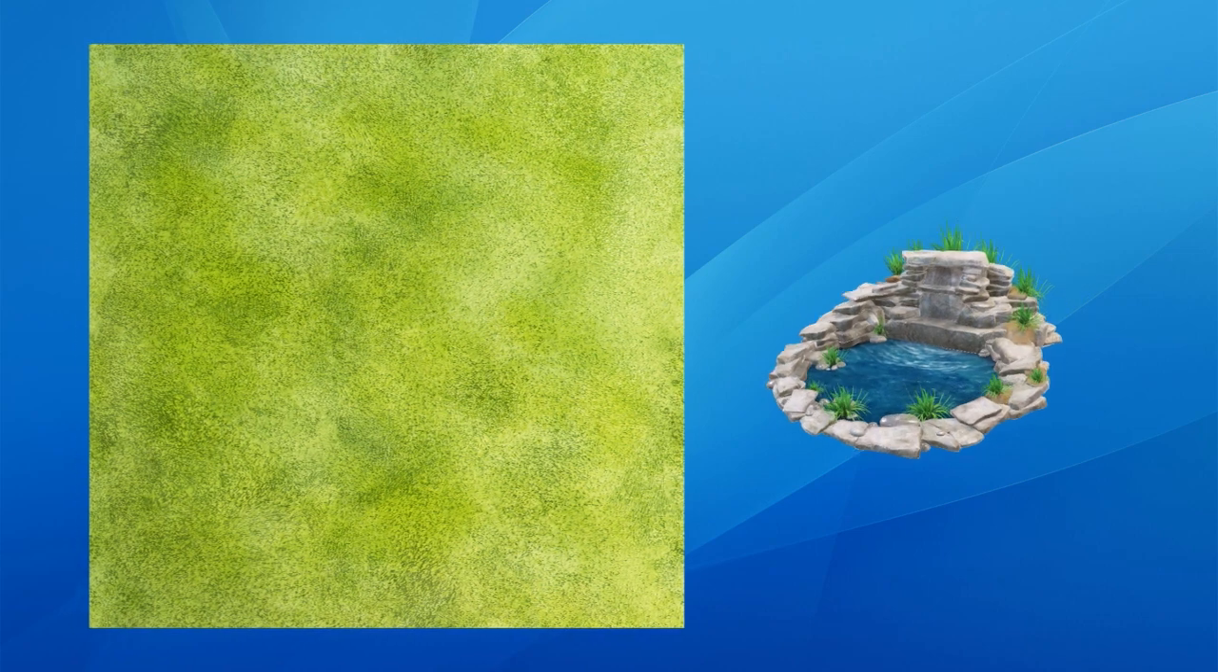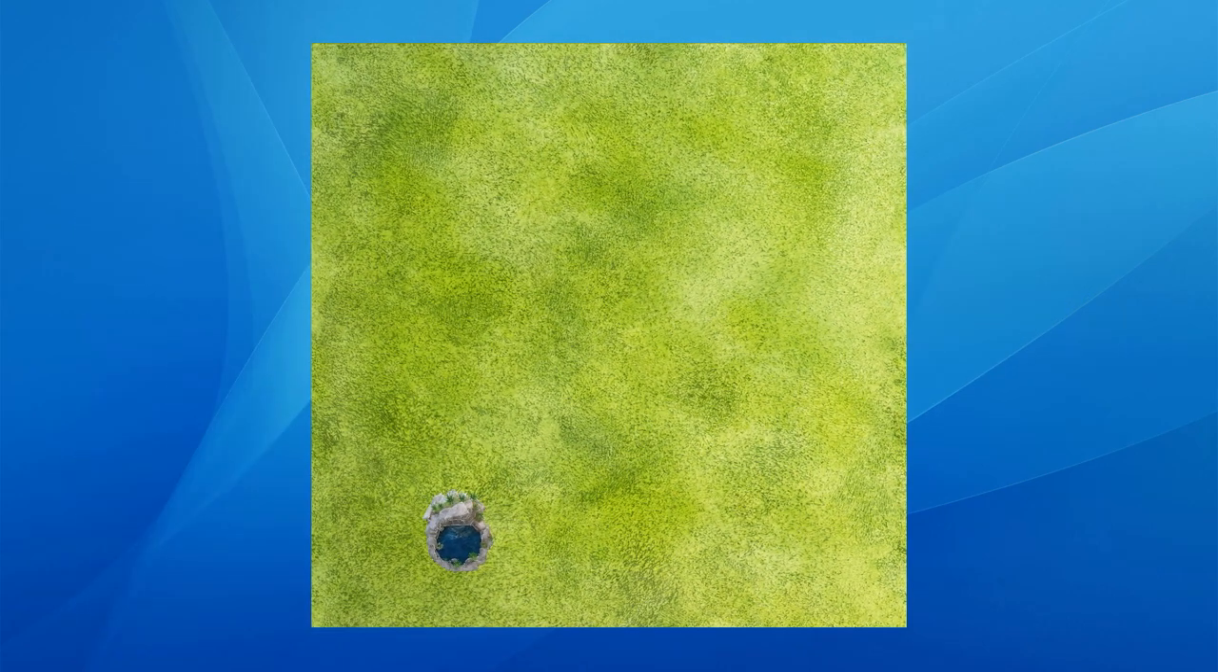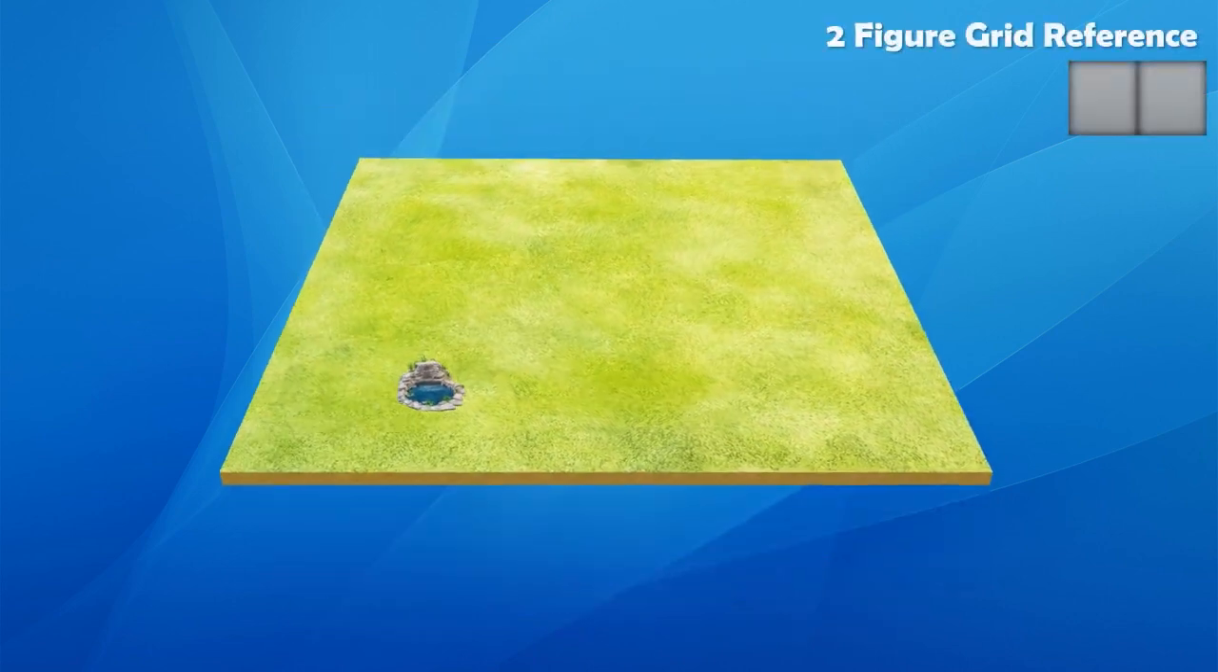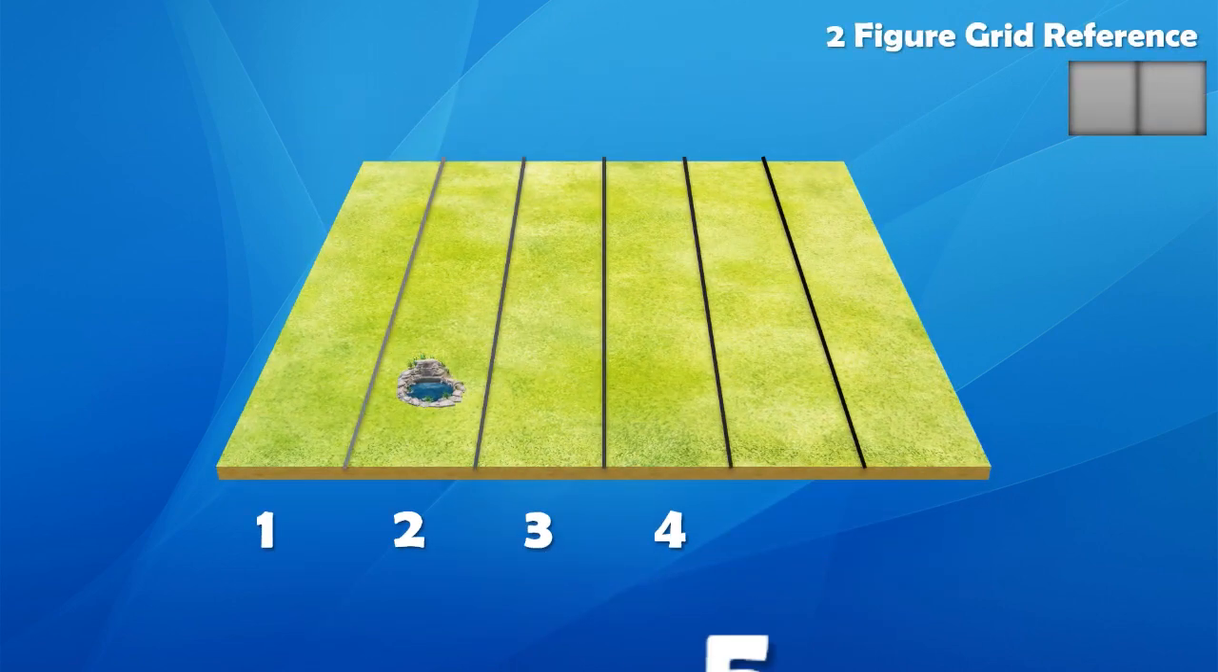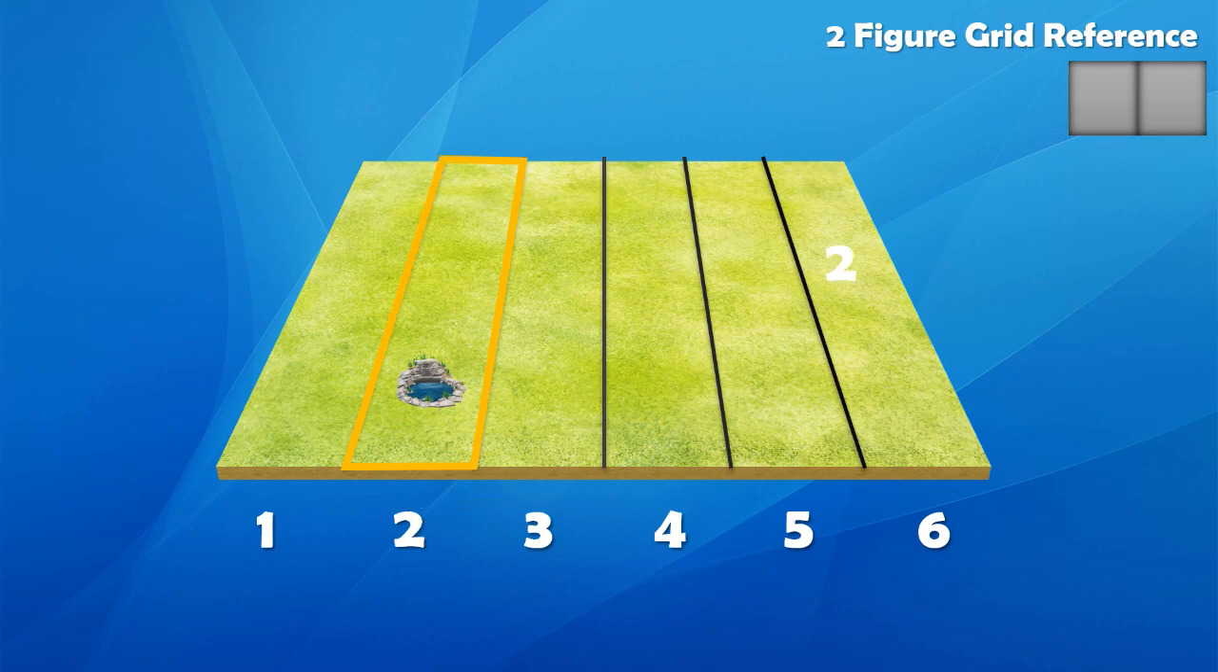Imagine you had a piece of land and you decided to place this pond right here. How do you identify the pond's location? If you were to divide one side into vertical pieces, you can see how the pond is within segment number 2. The number 2 is our first figure in our 2-figure grid reference.